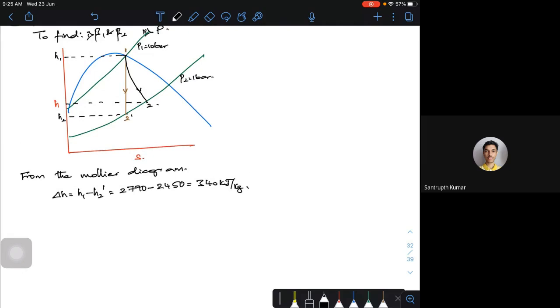Suppose it had been actual, I would have got it higher. Because of the actual expansion, the enthalpy will be higher, so instead of 2450, I would have got 2480 or something like that. Then the difference would have been smaller, so I would have got a lesser expansion. That particular thing you should know.